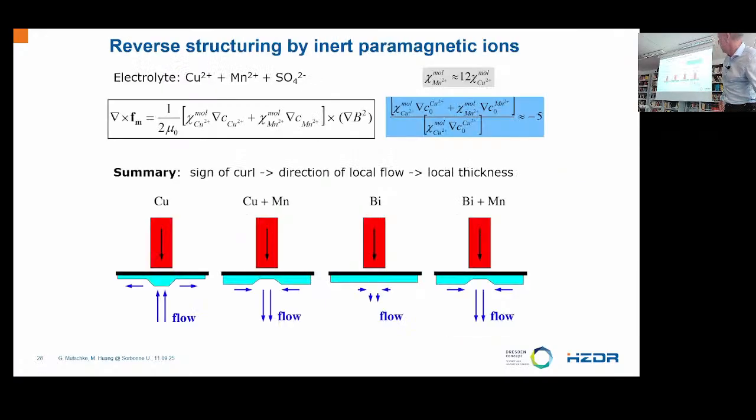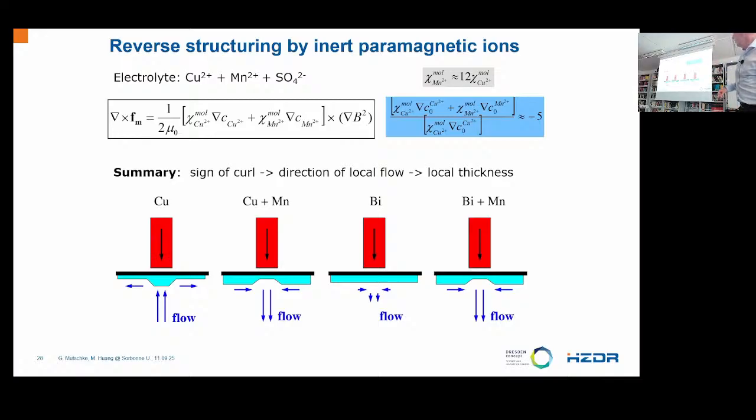on the cathode. And then if you look at the curl of the Lorentz force again, then this term here is dominating, and because the sign is different, the curl is getting a different sign, so the flow direction is being reversed, and you suck electrolyte along the deposited layer, and then it leaves at the magnetic element, and this can explain this inverse structuring that you get.